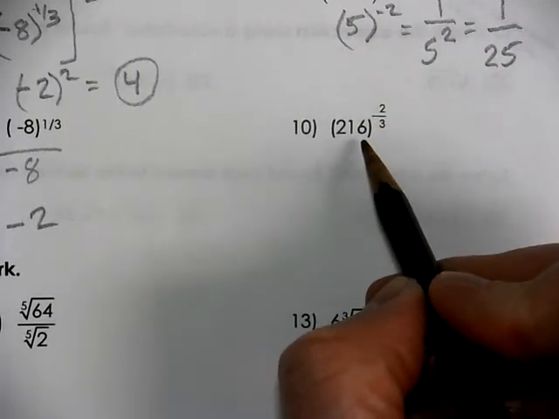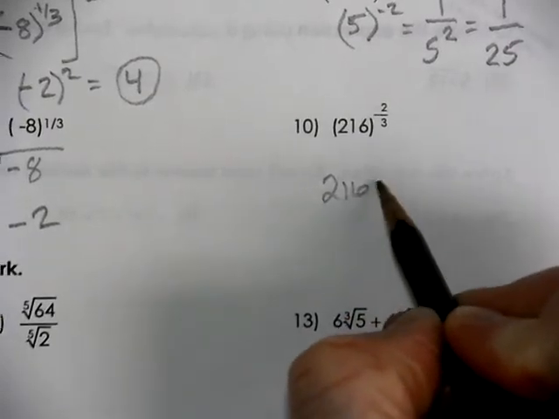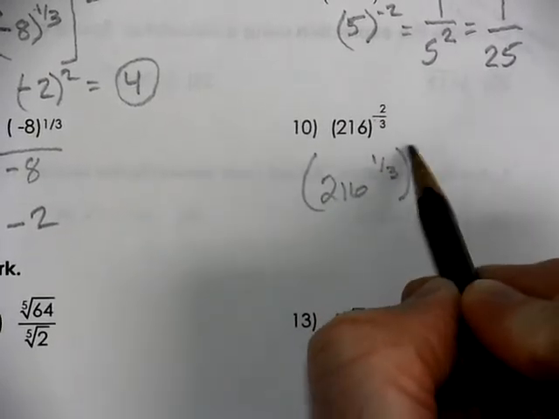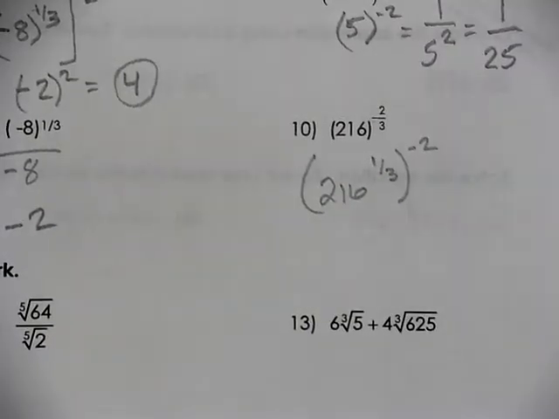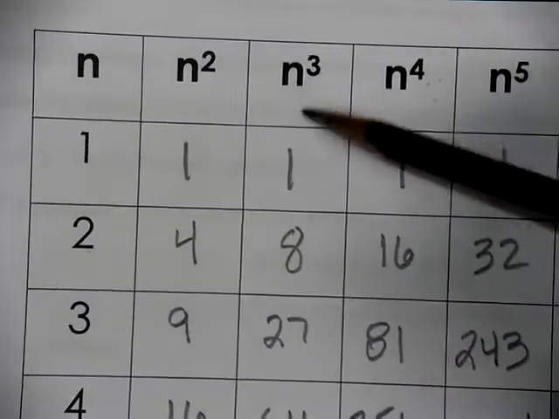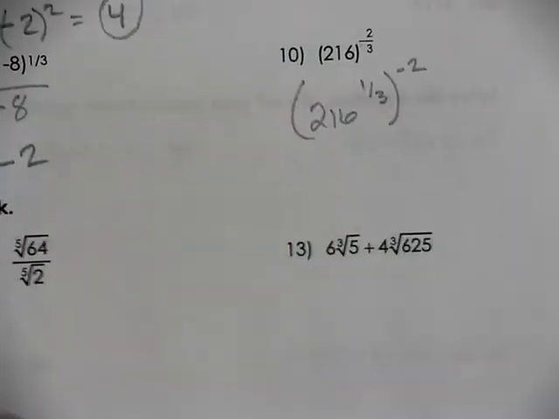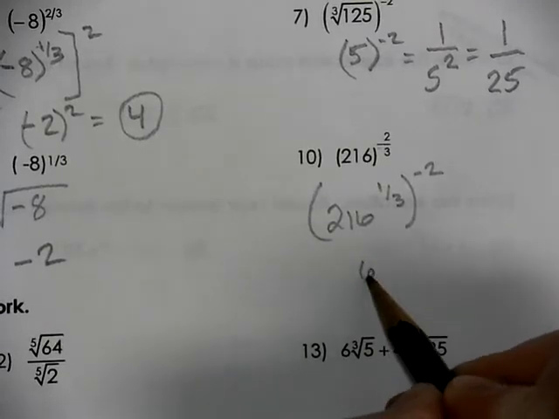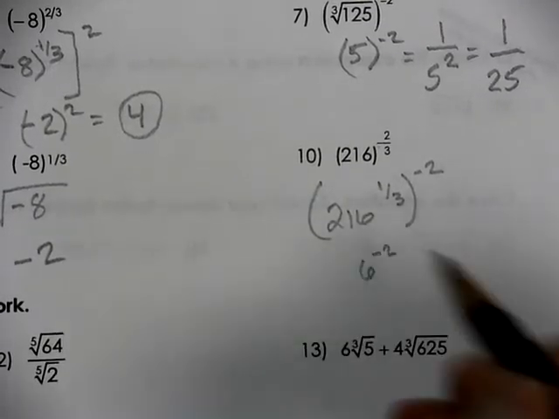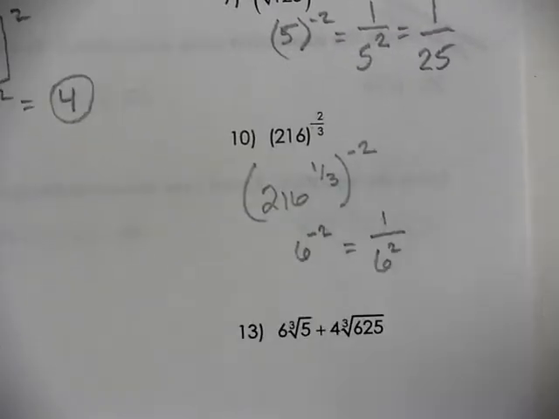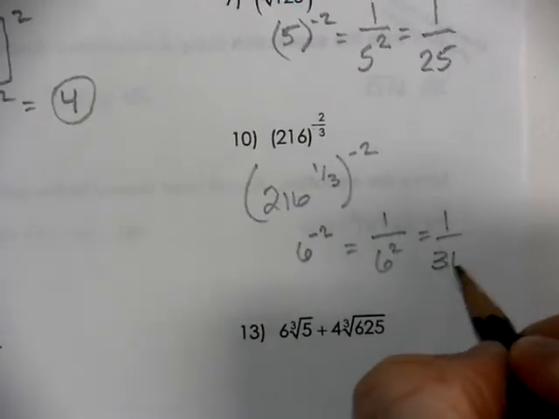Here we have 216 to the 1/3 power, and we'll put this negative 2 on the outside. So we're trying to calculate what is the cube root of 216. So we go to the cube, we go down to 216, and we notice that that is 6. So 6 with an exponent of negative 2. The negative exponent means put it into the denominator with a positive exponent, 1/36.